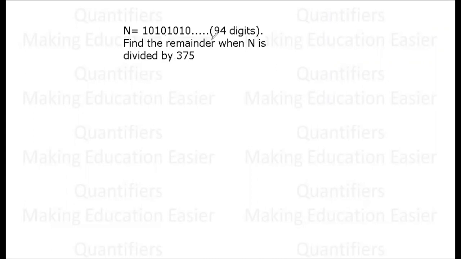You can see n is a number having 94 digits, and you can see the pattern 101010. We need to find the remainder when this particular number is divided by 375. The only problem here is that we do not know the divisibility rule of 375. So it is better to split 375 into two parts, and please remember, you should split it in such a way that they are co-prime to each other.